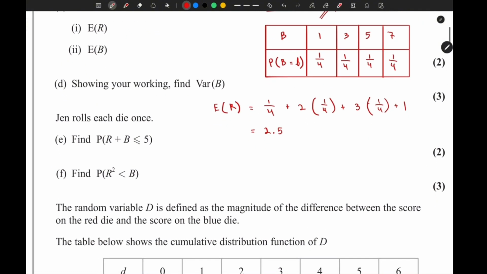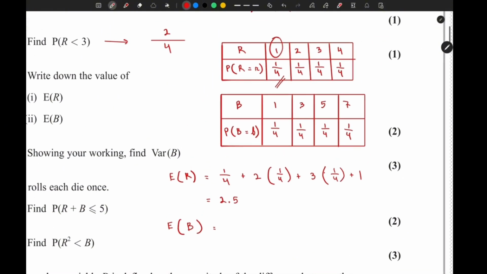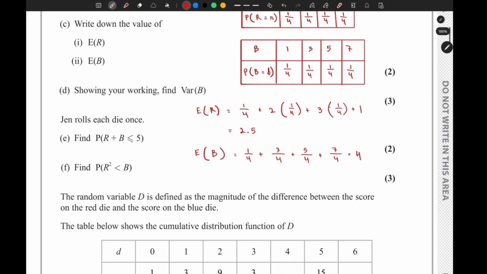Now let's find the expected mean of B. The expected mean of B will be equal to 1 times 1 over 4, which gives us 1 over 4, and 3 times 1 over 4, which is 3 over 4, and 5 times 1 over 4, which is 5 over 4, and 7 times 1 over 4, which is 7 over 4. So this should give us a value of 4. Right.